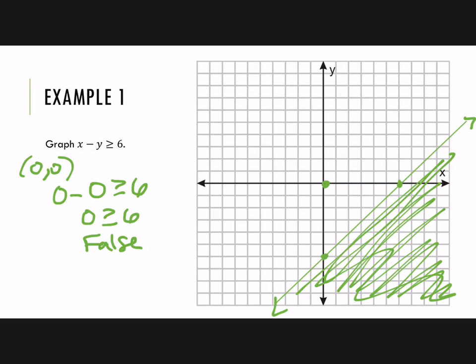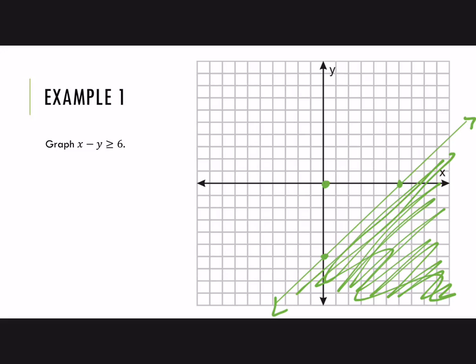Now I won't do this every time, but let's check a few of those points just to make sure that that is correct. First of all, if I pick a point on the line, I'll pick this one, and this is the point 8, 2. Let me plug that in and make sure that that works. 8 minus 2 is greater than or equal to 6. 6 is greater than or equal to 6, and that is true. For any point on the line, you should end up with the same number on both sides. So that's the equal to part of that symbol.